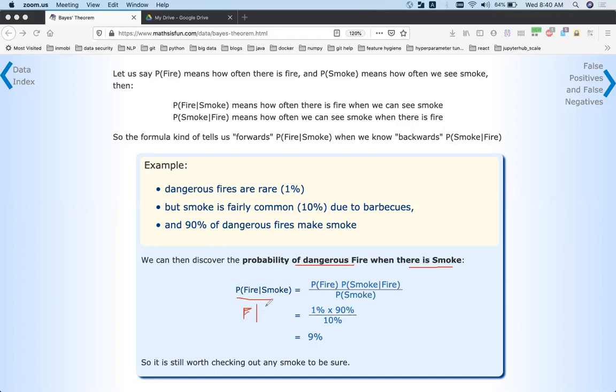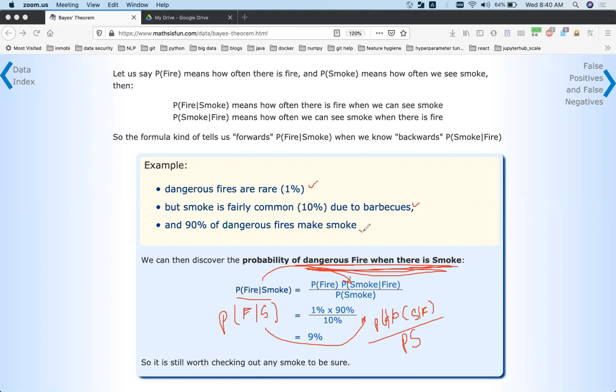Let's see how I approach this problem. For the probability of fire given smoke, there will be something reverse, which is basically the probability of smoke given fire. Then I need two more things: the probability of fire, divided by the probability of smoke. If I understand this sentence properly, I can directly formulate this and substitute the values.